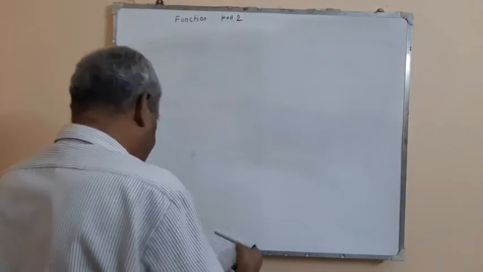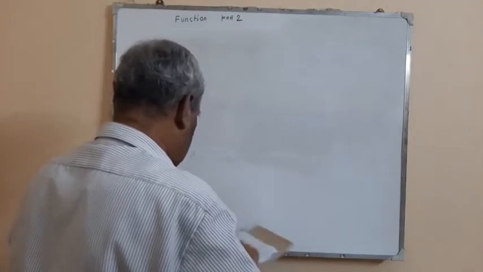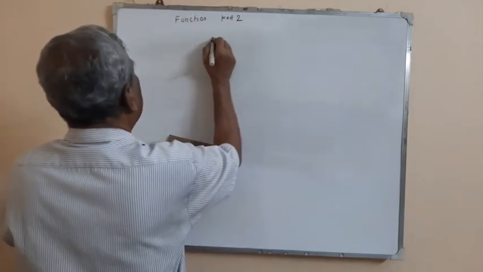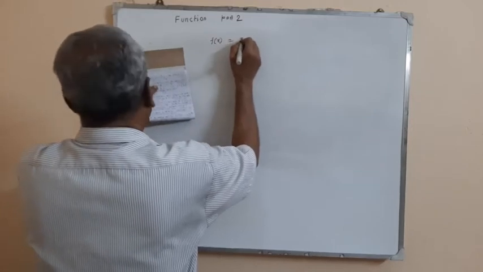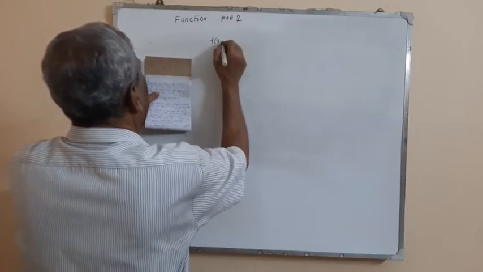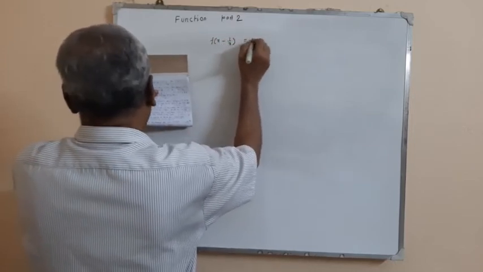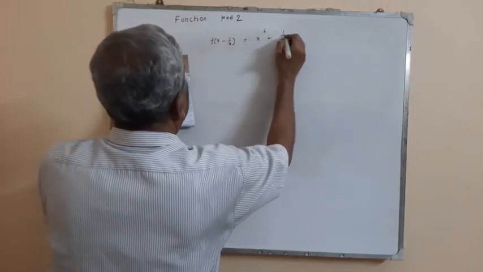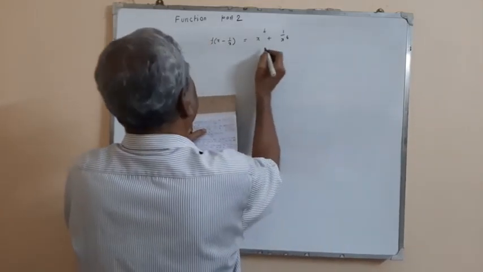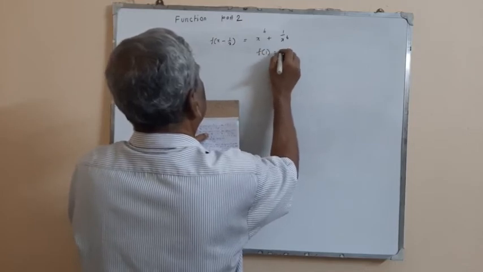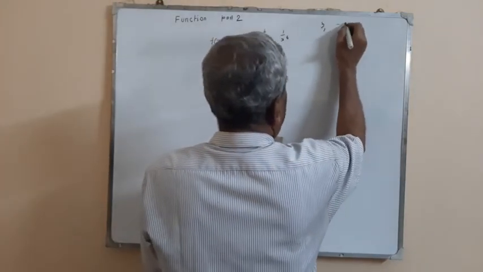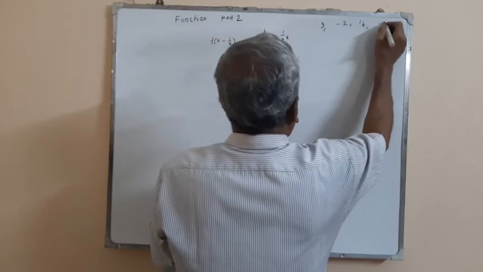Next problem. If f of x plus 1 by x is equal to x to the power 6 plus 1 by x to the power 6, then f(1) is? Options: 3, minus 2, 14, 18.